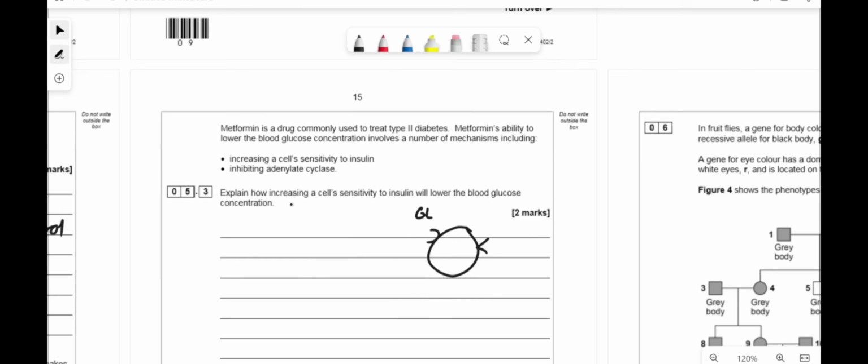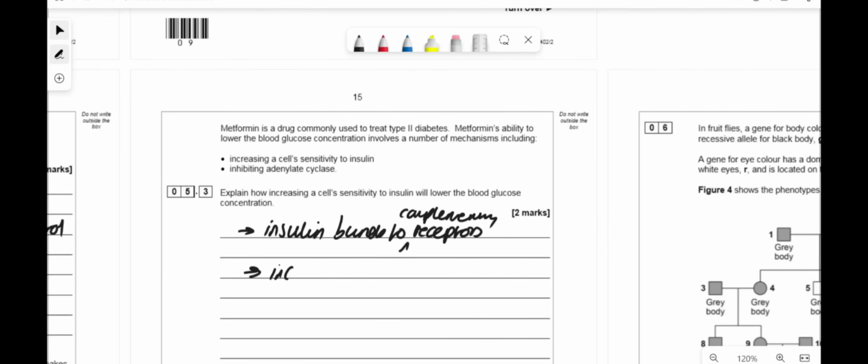So it says, explain how increasing a cell's sensitivity to insulin lowers this. Well, if a cell is more sensitive to insulin, so there's more receptors, and the receptors are activated because insulin's binding to it, what happens is loads and loads of vesicles will move GLUT4 to the cytoplasm like this, and now you've got lots of GLUT4, loads of glucose moving in, and then lower amounts in the blood. So that's what we're going to say here. So insulin binds to complementary receptors, increases uptake of glucose via glucose transport proteins.